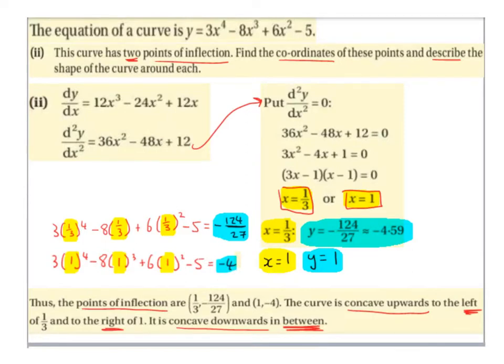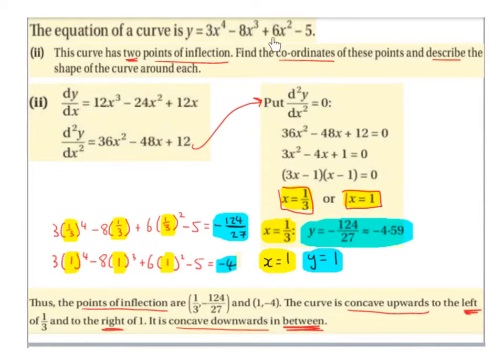So we are asked to find the 2 points of inflection and the coordinates of those points. So now we have the x values, we next have to find the y values. So we substitute the x values into the original function. So for x equal to a third, we swap each of these x values for a third. So we get 3 times a third to the power 4 minus 8 times a third cubed plus 6 times a third squared minus 5, which is equal to minus 124 over 27. So when x is equal to a third, y is equal to minus 124 over 27, which is approximately minus 4.59.